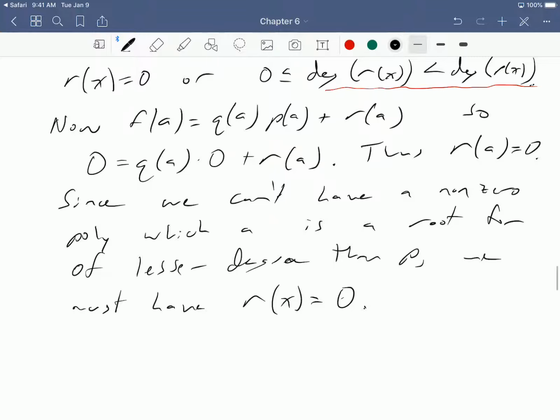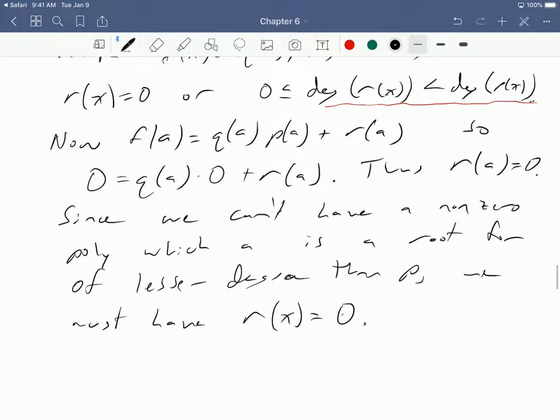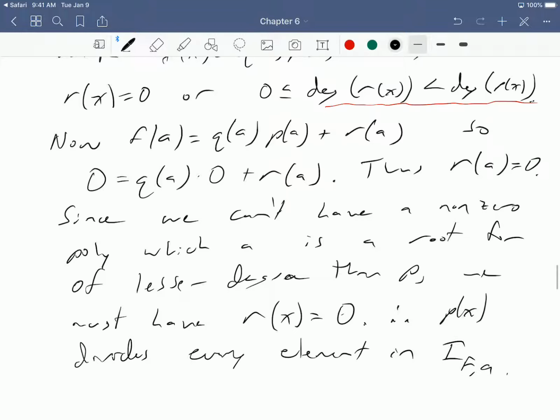So this is our proof of this theorem. And so therefore, p of x divides every element in this ideal, which is something we sort of suspected based on our example.